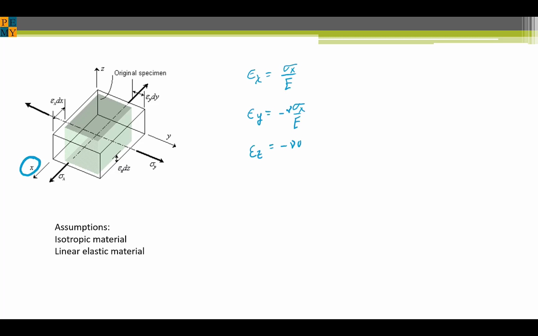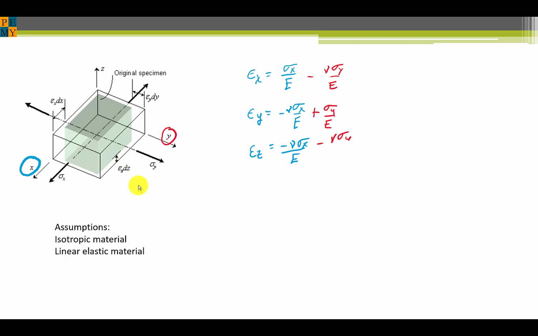Let's consider the x direction. If we have a stress in the x direction, we get the strain in the x direction, which is sigma x over E, but we also have, according to the previous slides and according to Poisson's ratio, contractions in the other 2 dimensions. In the y dimension, we get the strain negative nu times sigma x over E, and we get the same strain in the z direction.